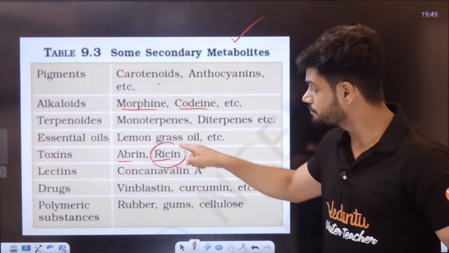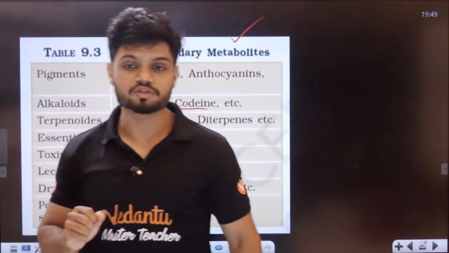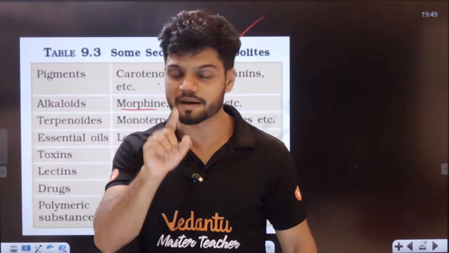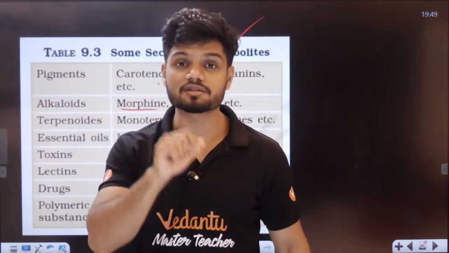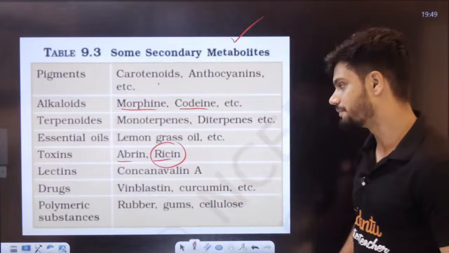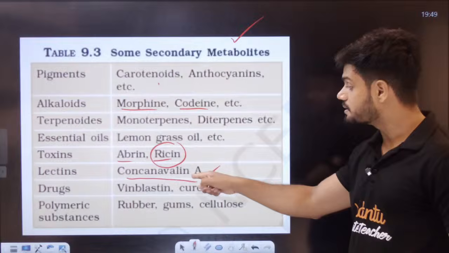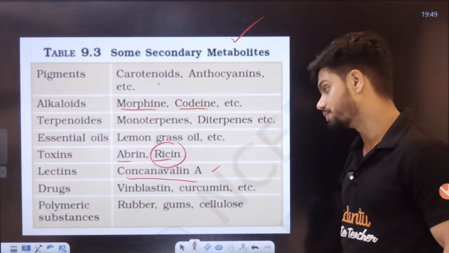Ricin is a toxin. If you have watched a show called Breaking Bad, in Breaking Bad he makes this toxin from mustard. From mustard, he makes a toxin called ricin there. Concanavalin A is a lectin here, which can also help in the cell cycle. It helps in the cell cycle also.